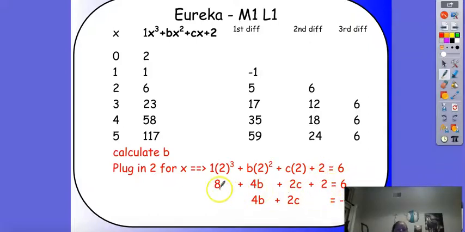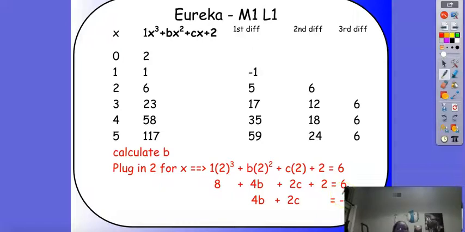So what ends up happening is the 4b and the 2c come down. 8 plus 2 is 10. I subtract 10 from both sides and I get a -4. I now have my second equation.